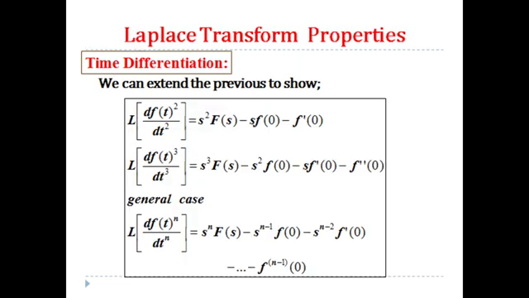Again we can extend the previous case. Here we can write Laplace of d square f of t by dt square as s square F of s minus s f of 0 minus f dash of 0. So in general we can write Laplace of d raised to n f of t by dt raised to n is equal to s raised to n F of s minus s raised to n minus 1 f of 0 minus s raised to n minus 2 f dash of 0, and so on till minus f raised to n minus 1 of 0.